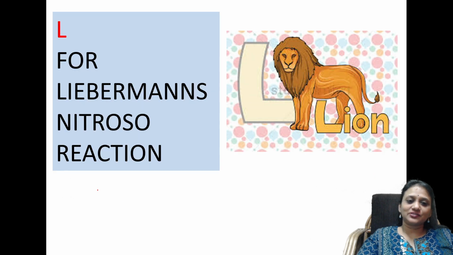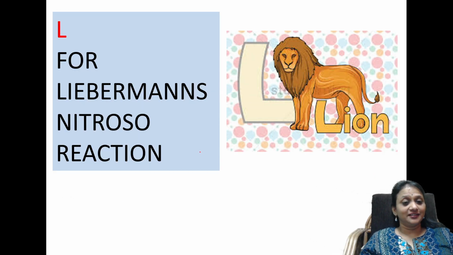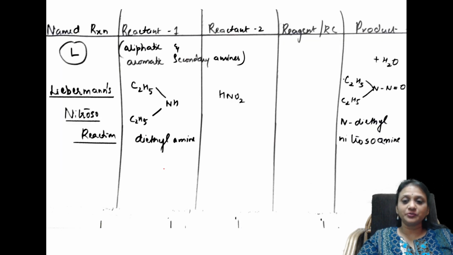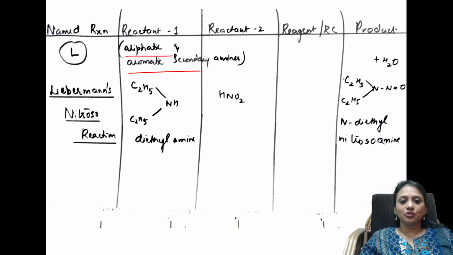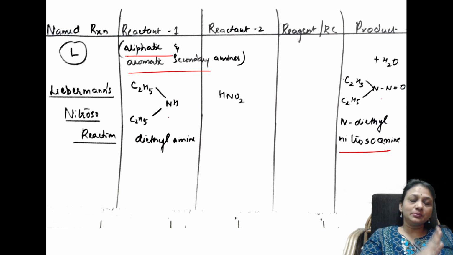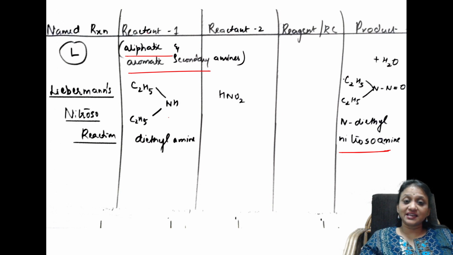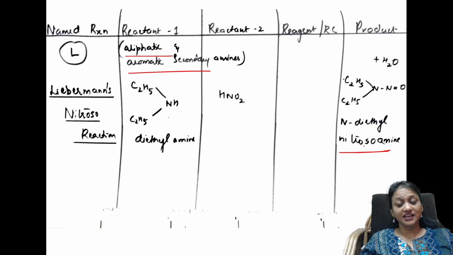Next, students. L stands for lion. Then N stands for Liebermann's nitroso reaction. So what did I do? I have taken the whole reaction. I have written here aliphatic and aromatic secondary amines are going to give this. I have taken the secondary amine and reacted with nitrous acid. So what are we going to get? Nitrosoamines. That is what is important. So Liebermann's nitroso test is converting secondary amines to nitrosoamines, diethyl nitrosoamine.